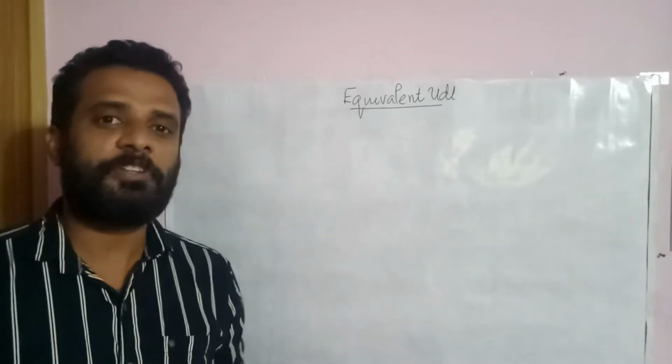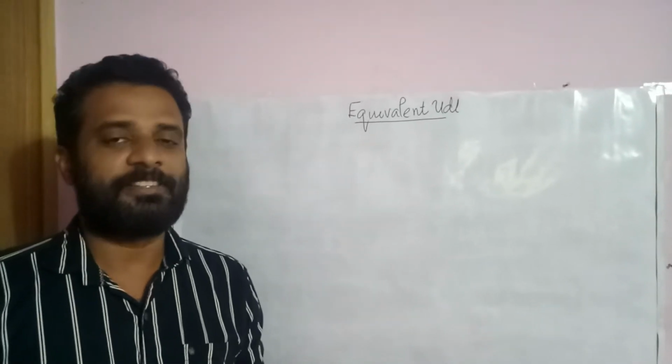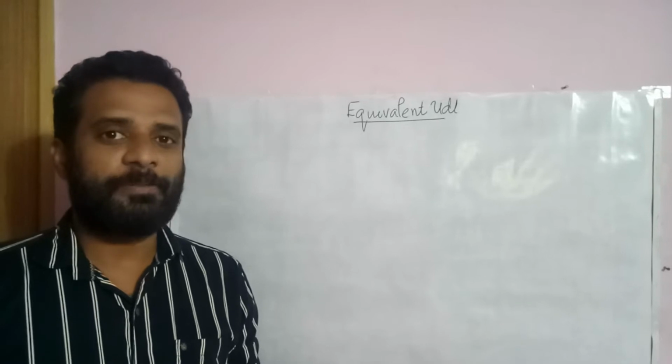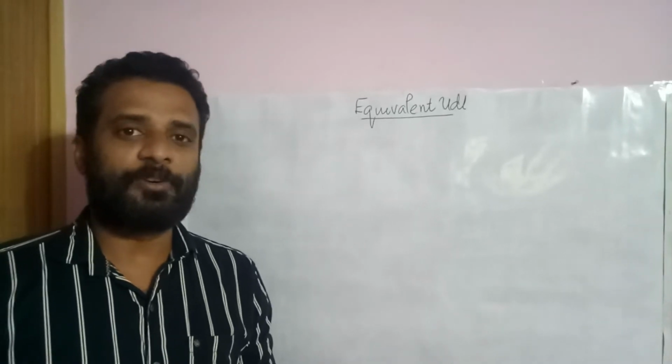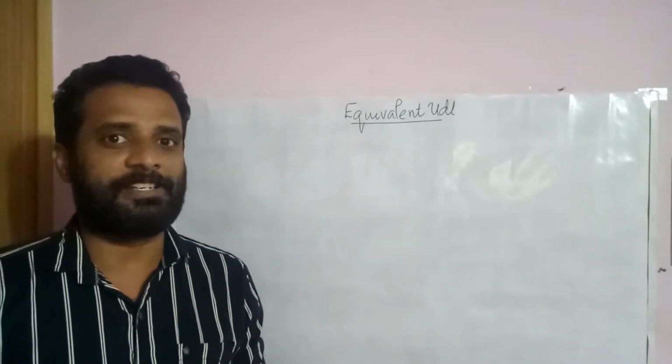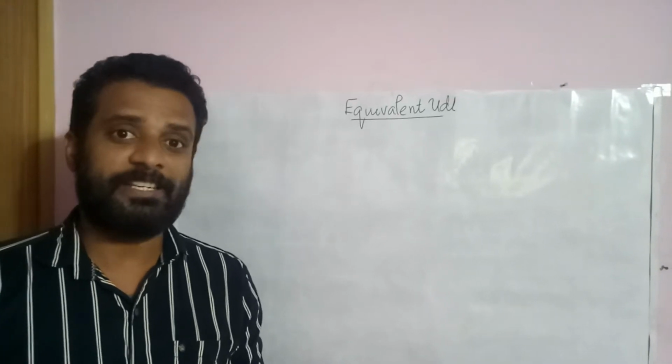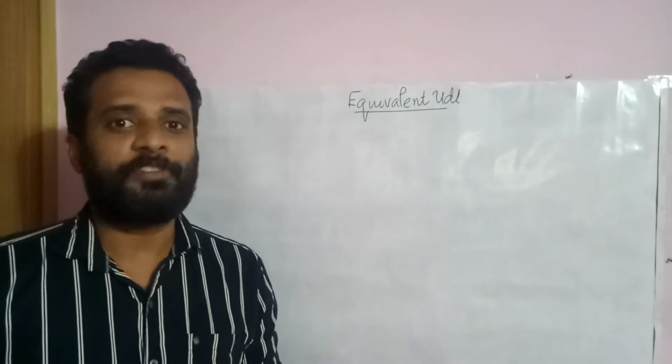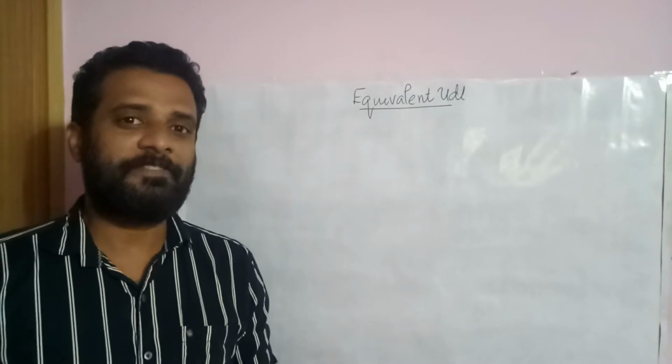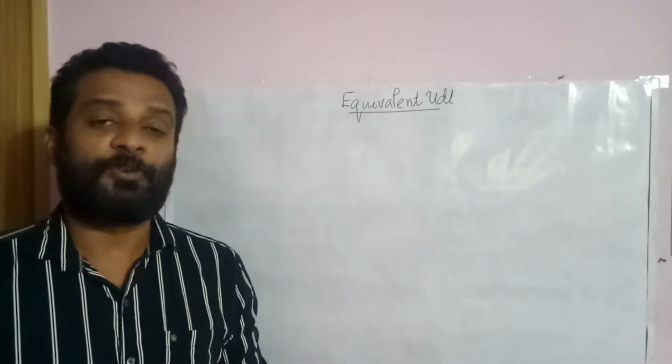Hi everyone. Today we are going to discuss the chapter equivalent UDL. So what do you mean by equivalent UDL? Since it is a rolling load, we have gone through several conditions such as a single point load, two point loads, a series of point loads, even the UDL shorter than span and longer than span. There are several categories of loading in rolling loads.